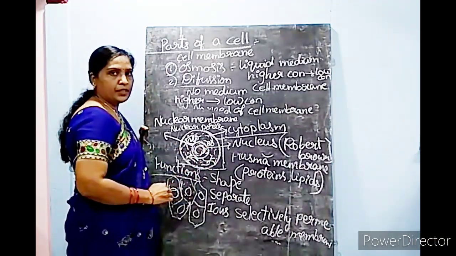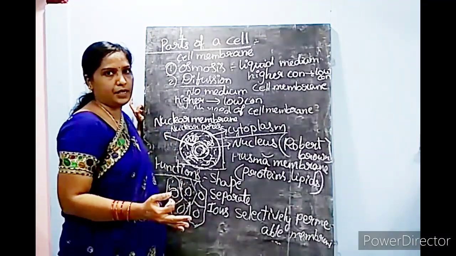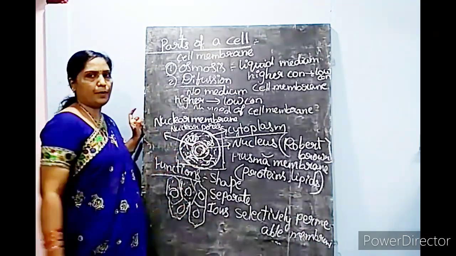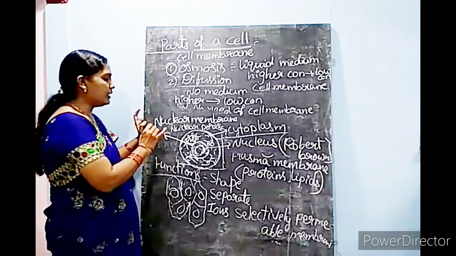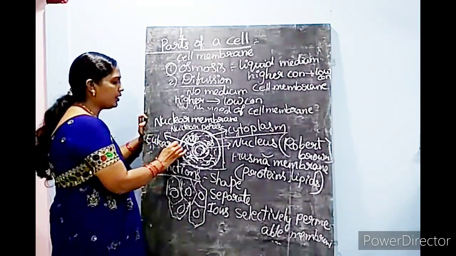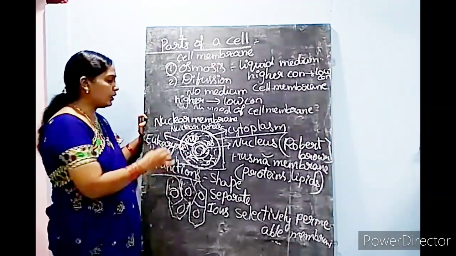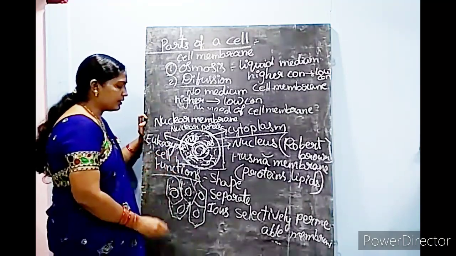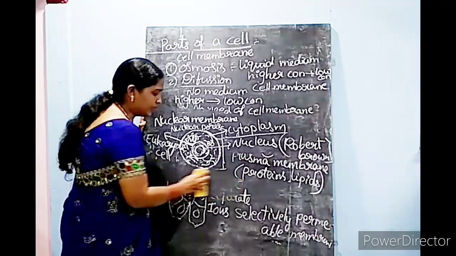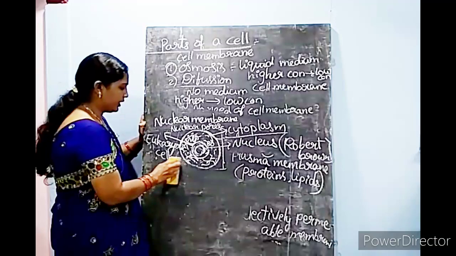Not all living organisms have the nuclear membrane. The organisms which have the nuclear membrane are known as eukaryotic organisms or eukaryotic cells. The cells which have the nuclear membrane are known as eukaryotic cells. All animal cells and plant cells are eukaryotic.